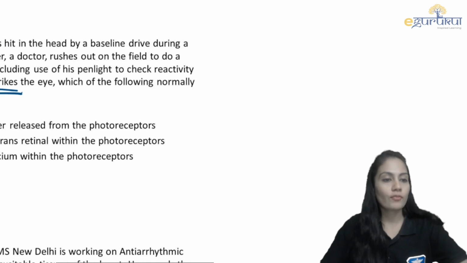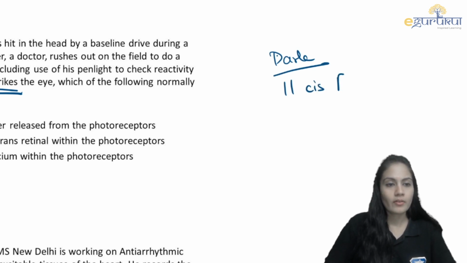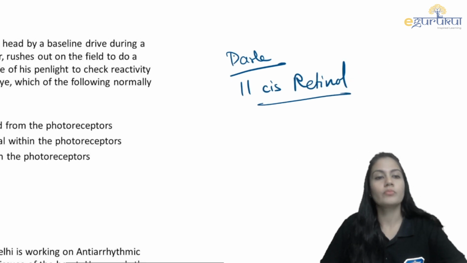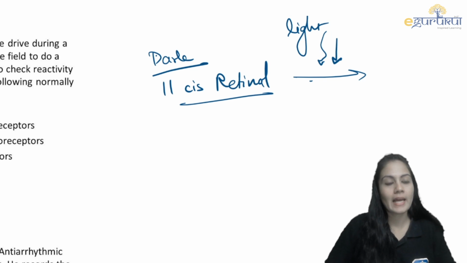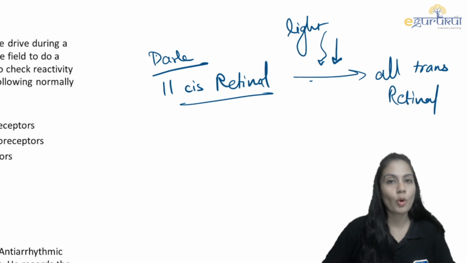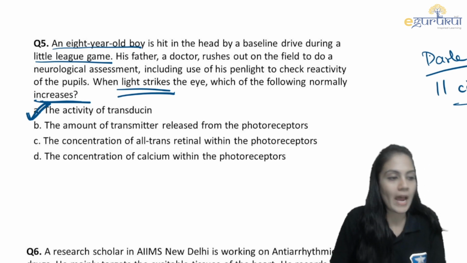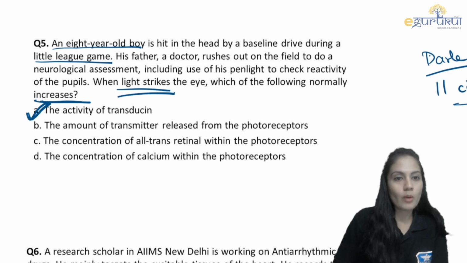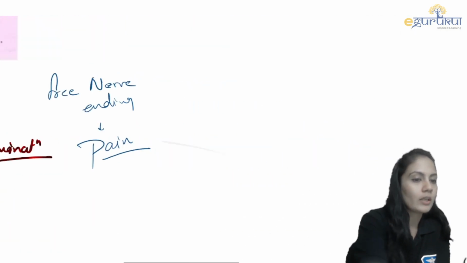So when we say in the dark, we do have something known as 11-cis retinal. Okay, and that will be converted as soon as there will be light. There will be light, and this will be converted into all-trans retinal. And this happens with the help of the G protein coupled receptor, and that G protein coupled receptor is nothing but your transducin. So answer over here is option A, the activity of transducin. Let's see the mechanism, how it is working, and then we'll come back to this question so as to get a particular idea why this is the answer and not the other options, right?